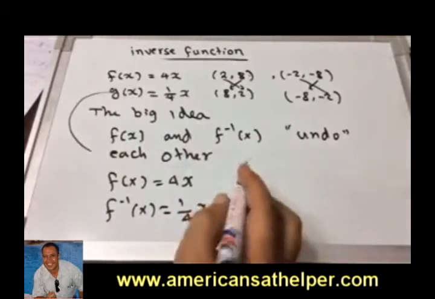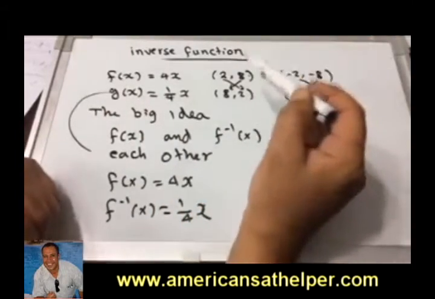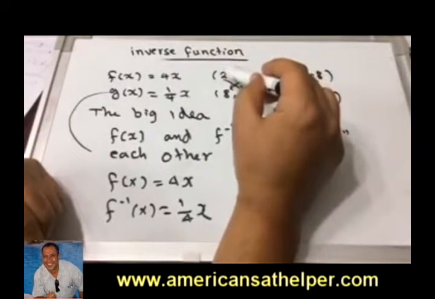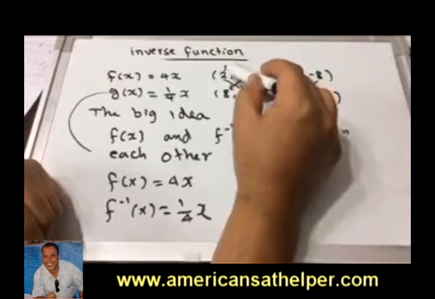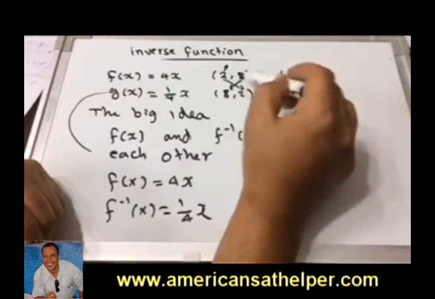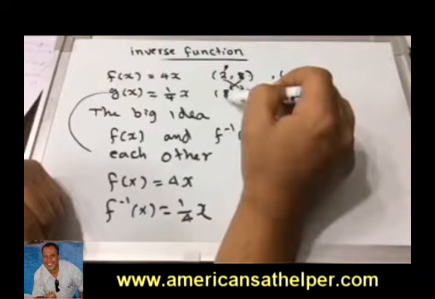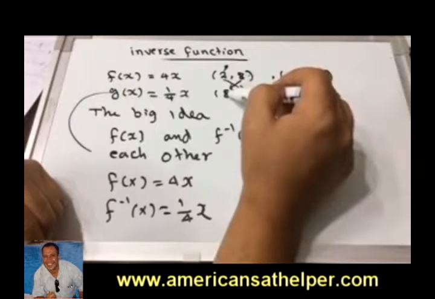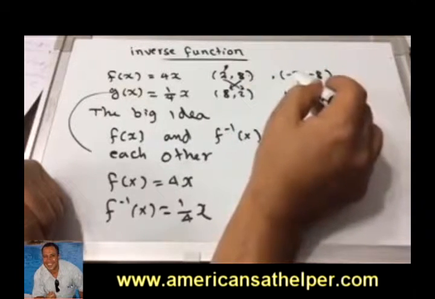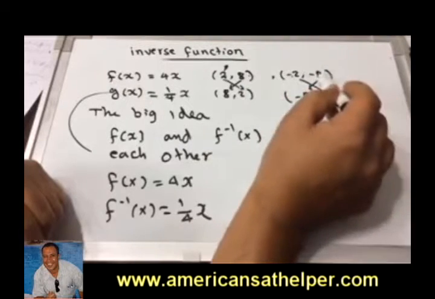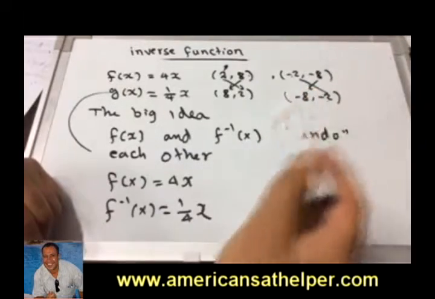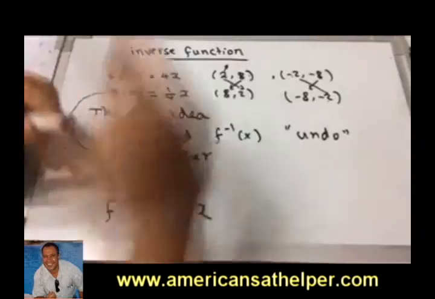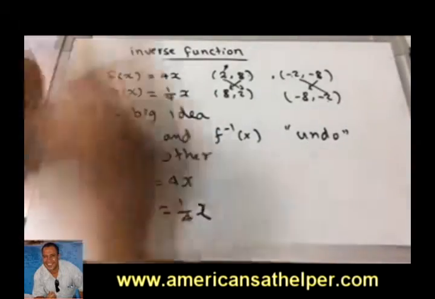They undo each other. And you know that for any function, the x value is the domain, and the y value is the range. In the inverse function, the domain became range, and the range became domain. You see, domain became range, and range became domain. This is the function and its inverse.